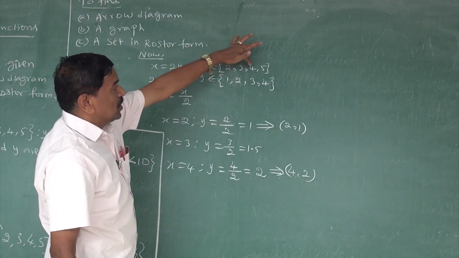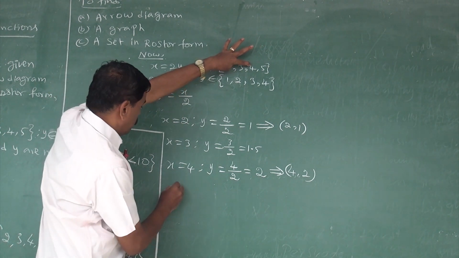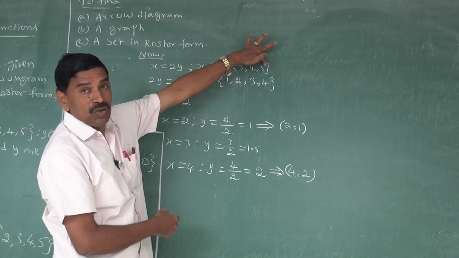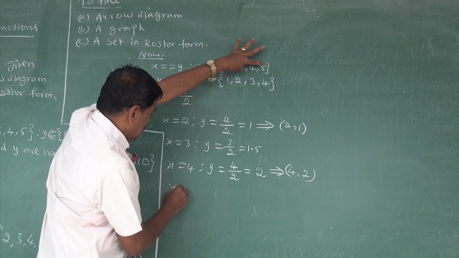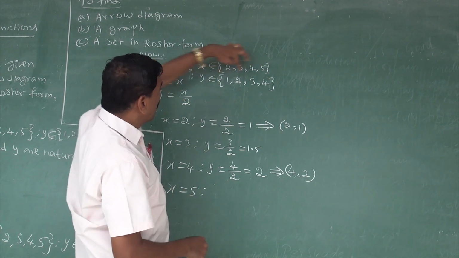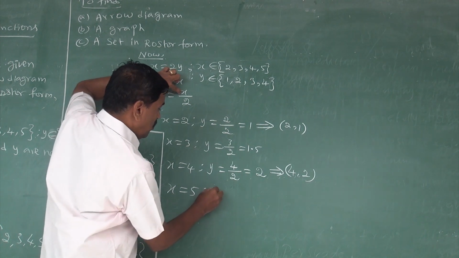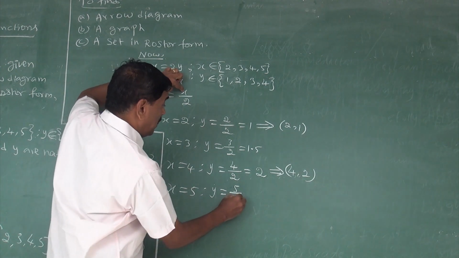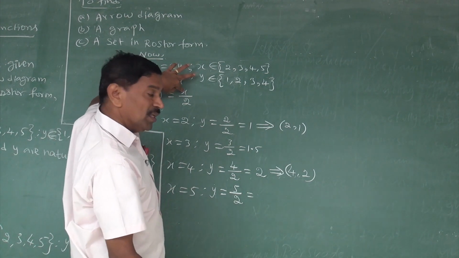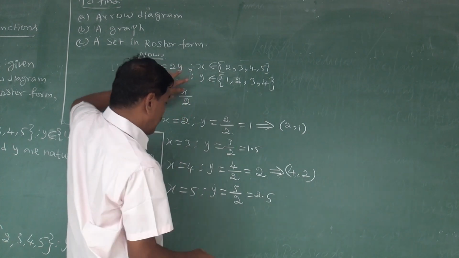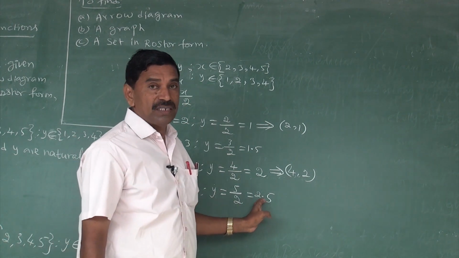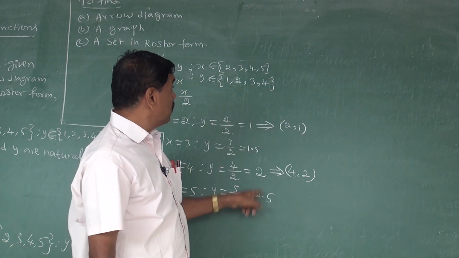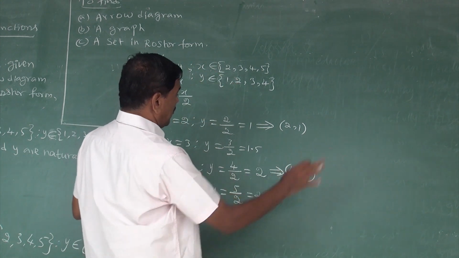Next, x equal to 2, x equal to 3, x equal to 4 completed. Okay, last one only remains. That is x is equal to 5. Such that y is equal to x by 2. Therefore, x equal to 5 means 5 by 2. What is 5 by 2? Yes, 2.5. Whether the ordered pair (5, 2.5) is possible or not? Not possible. Reason please? Yes, 2.5 does not belong to the y values. So this ordered pair is not possible.